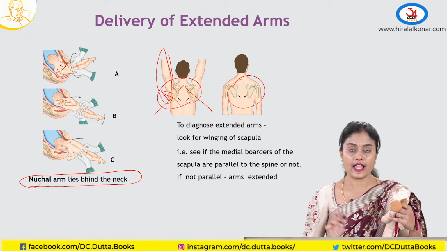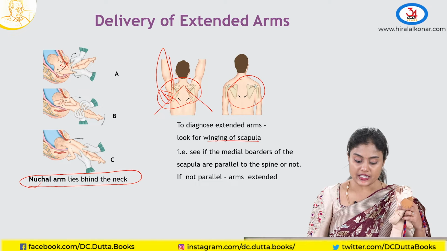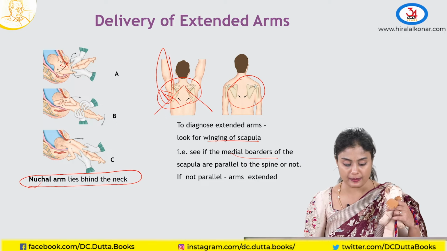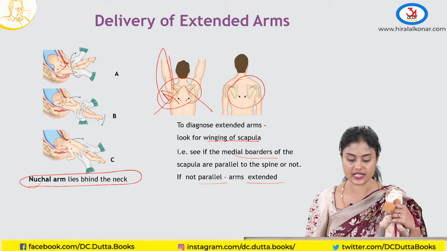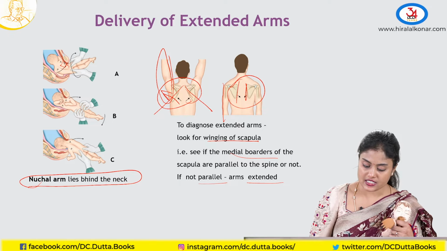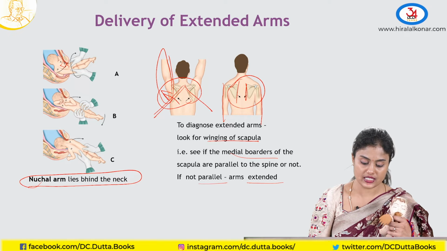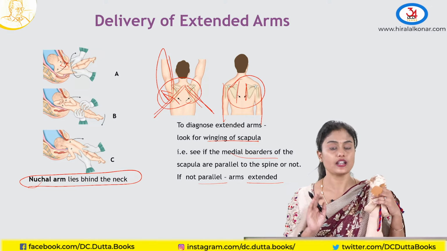To diagnose the extended arms, look for the winging of scapula. See if the medial borders of the scapula are parallel to the spine or not. If not parallel, then arms are extended. In this photo you can see they are parallel. That means the hands are not extended. In this photo you can see the scapula is separated. There is winging. That means the hands are extended.